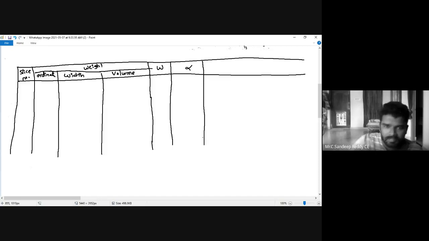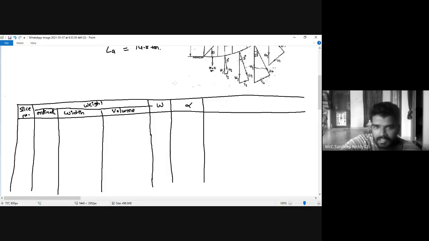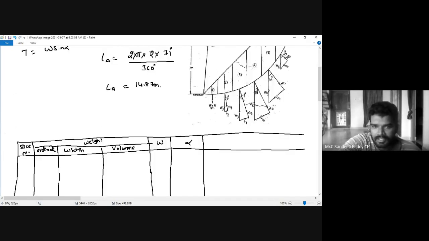That is alpha, given starting from 0 degrees. For the first slice it is 0 degrees, the second slice 9 degrees, the third slice 19 degrees, the fourth slice 29, the fifth slice 42, and the sixth slice has 55 degrees. I hope it is visible to everyone.